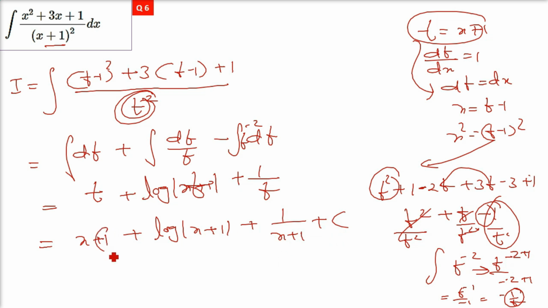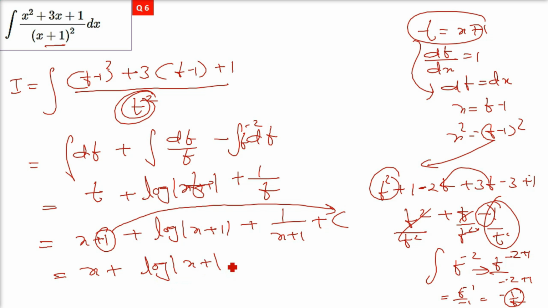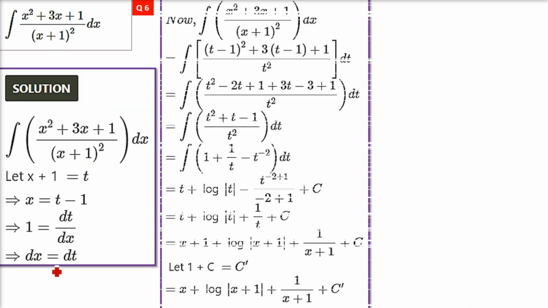Now this is not the answer because 1 is still there. You have to combine any constant which is there along with that c to make a final constant. So x plus log modulus of x plus 1 plus 1 by x plus 1 plus constant of integration c dash. So this is what I have just discussed and explained to you. All these symbols and the way it has to be done is in front of you.